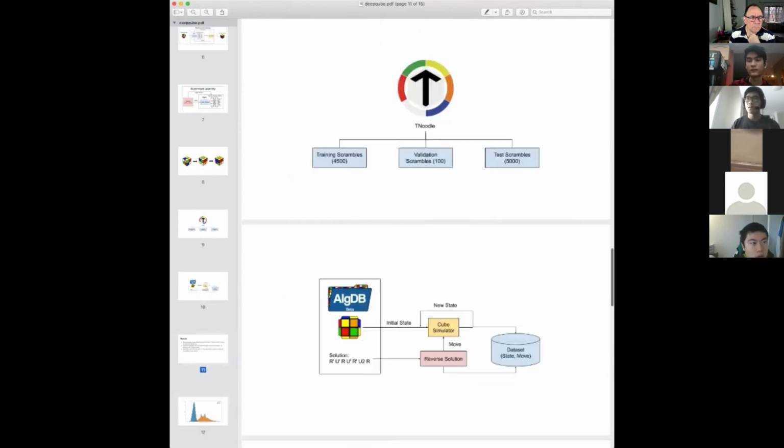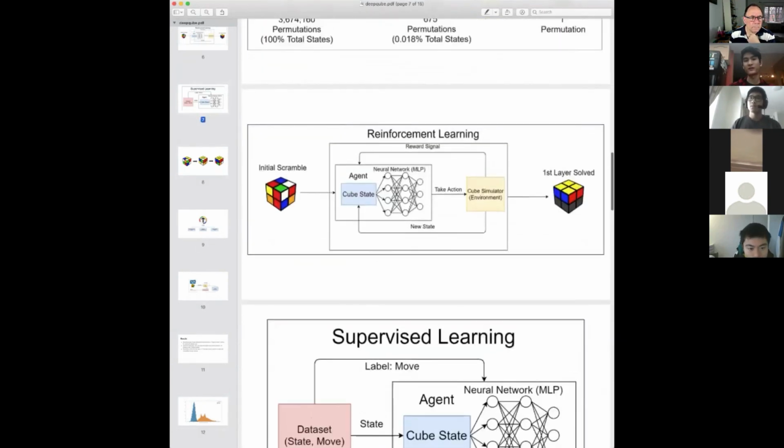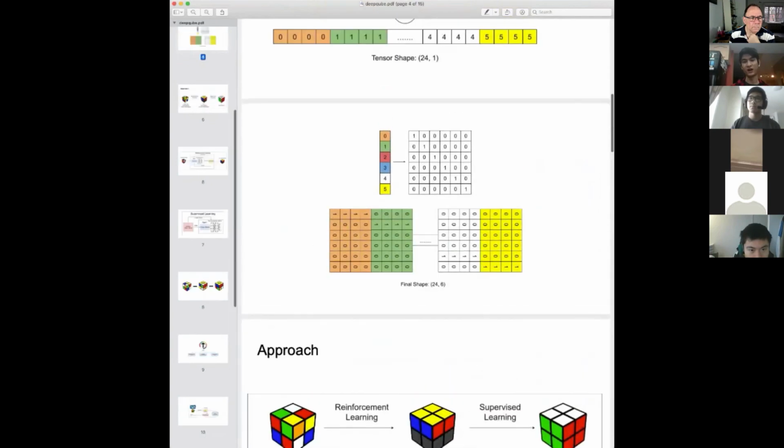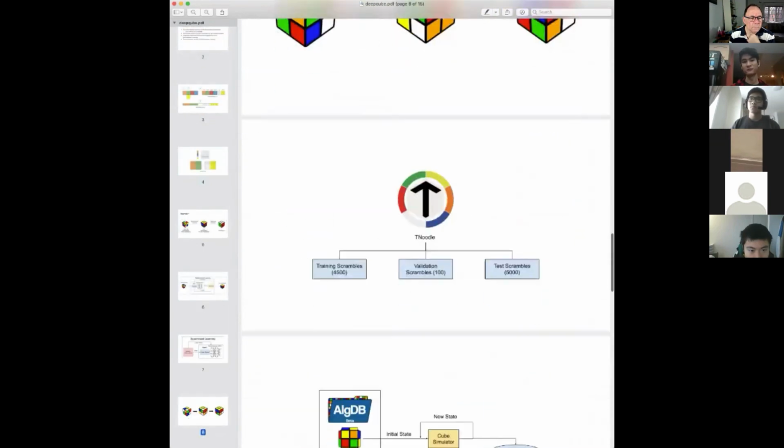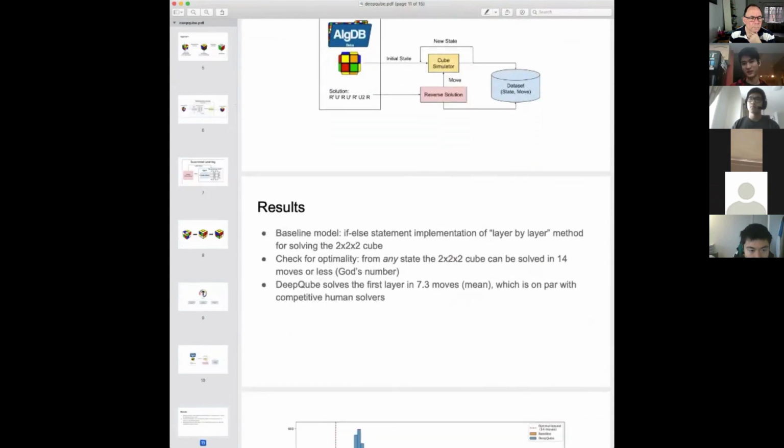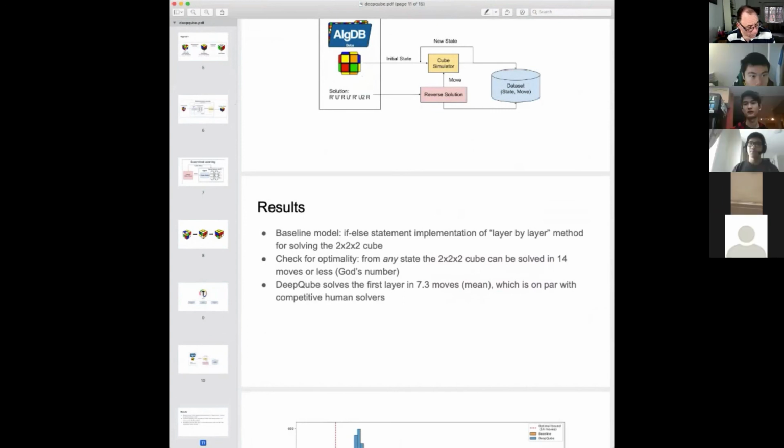The baseline model is just a hard-coded if-else implementation of the kind of solution you would find if you went on YouTube and searched how to solve the Rubik's Cube. It's basically what a very, very naive human would do. I see. All right, cool. So procedural. Great. Any questions or comments from anyone else?